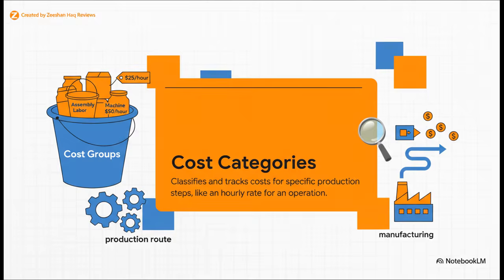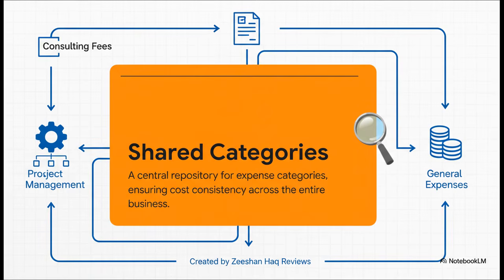See how that works? And to make sure everyone in the company is speaking the same financial language, we use shared categories. This just makes sure that a cost like consulting fees is categorized the exact same way in production as it is in project management or general expenses. It's really all about maintaining consistency across the entire business.